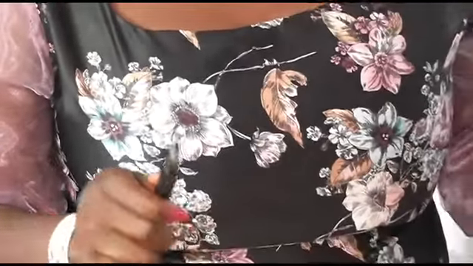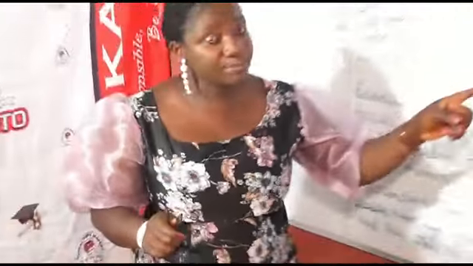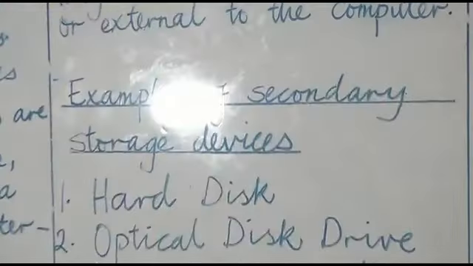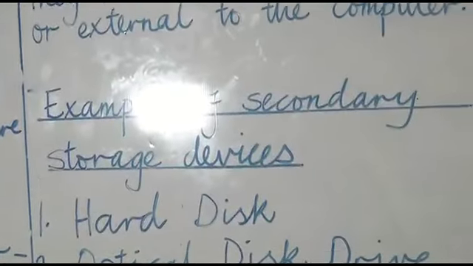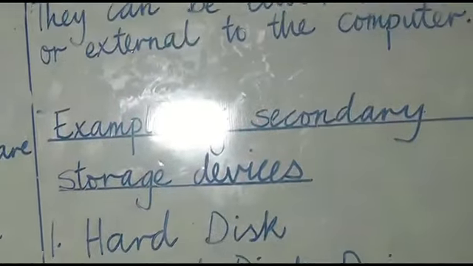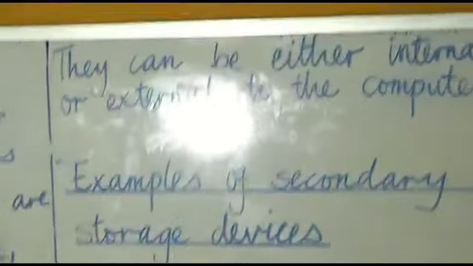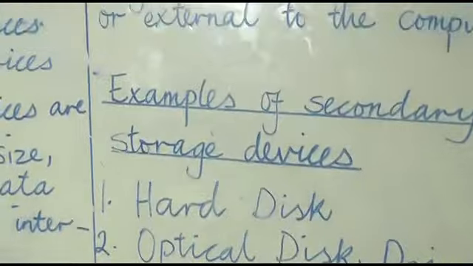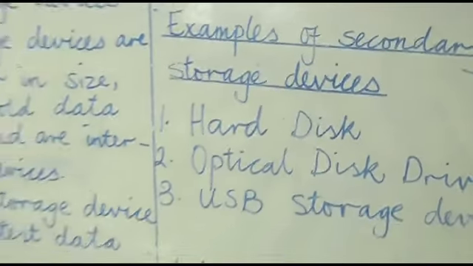Remember I said earlier that all of these are what? Examples of secondary storage devices. That is your hard disk, external, your optical disk, and then your USB storage device.